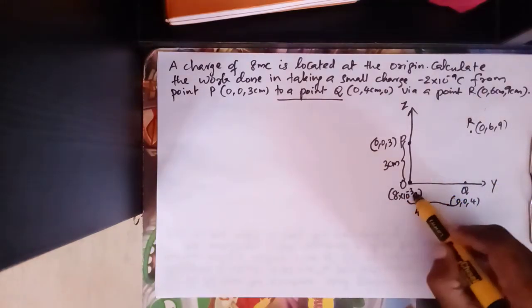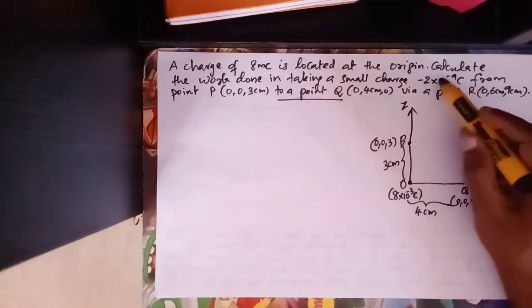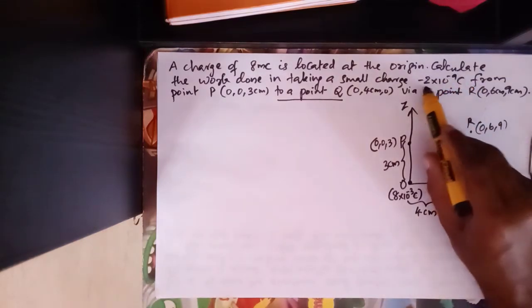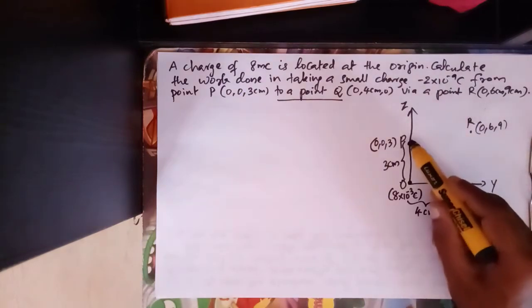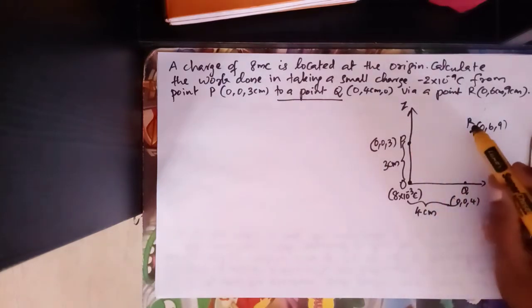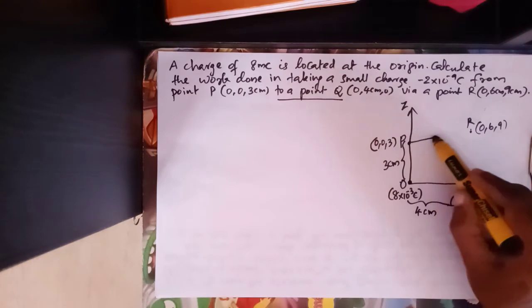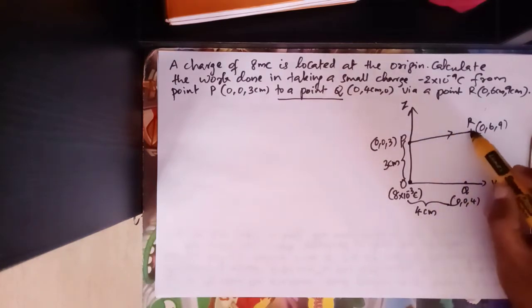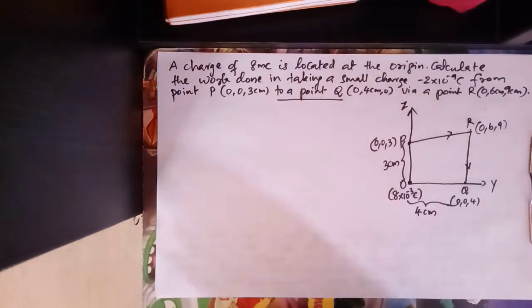The charge has a value of 8 × 10 raised to minus 3 coulomb. We take this charge, minus 2 × 10 raised to minus 9 coulomb, which is initially at P. We then take it to R. So from here we take the charge to R, then we bring it to Q. We need to find the work done.